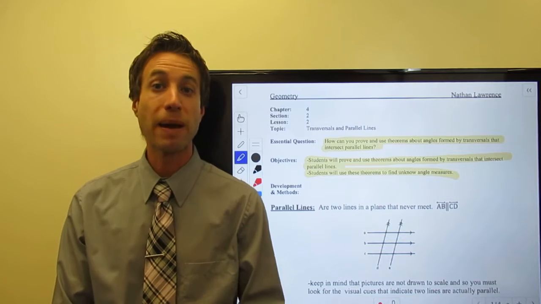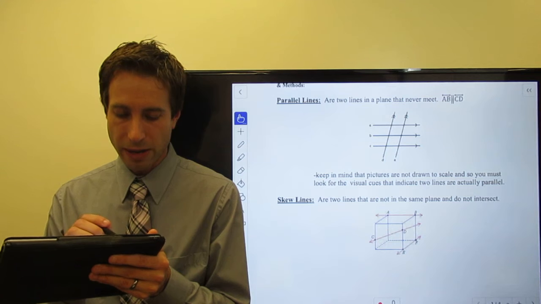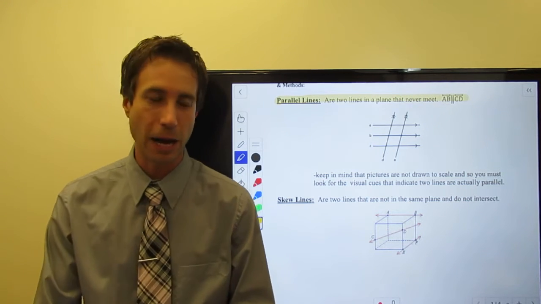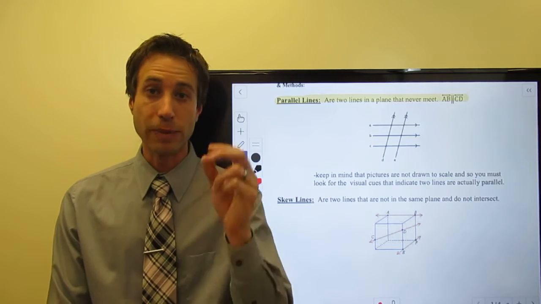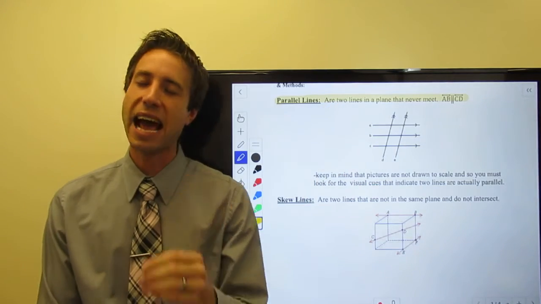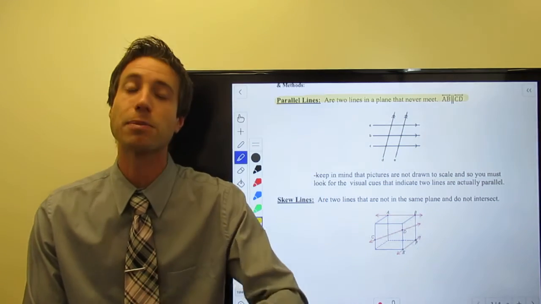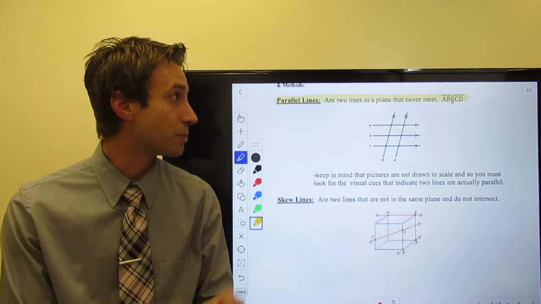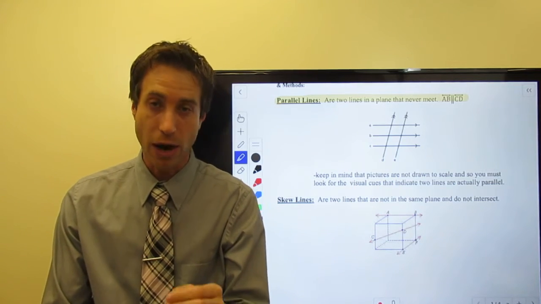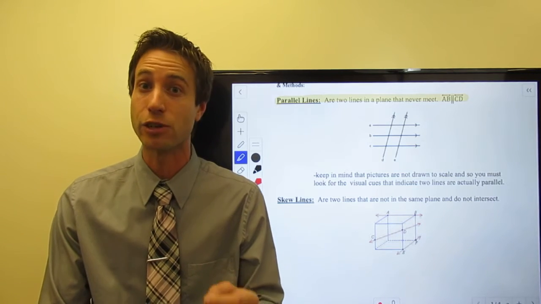Here we go. Parallel lines. I think that's something you guys are probably already familiar with, or at least I hope you are. If not, here's what we're talking about. Parallel lines are two or more lines. I have written here two lines, but it doesn't have to be two lines. In fact, based on the diagram I gave you, it's possible for it to be more than two lines. But anyway, two or more lines in a plane that never meet. Parallel lines are lines that never touch each other. They never intersect.